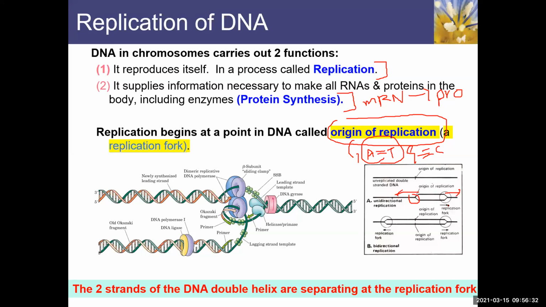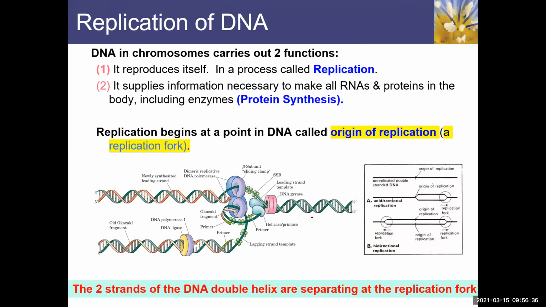I'm sorry, if you see here, let me erase this. If you see here, it's unidirectional because the fork is moving only on this side. But if you see here, the replication is moving on this side as well as on this side. So it's usually bidirectional in the eukaryotic chromosome.